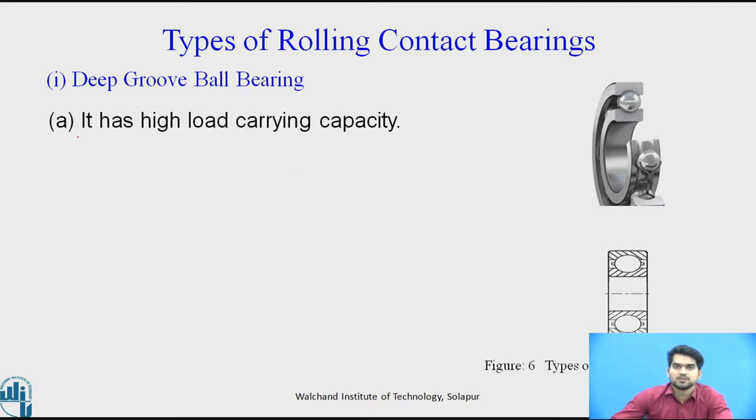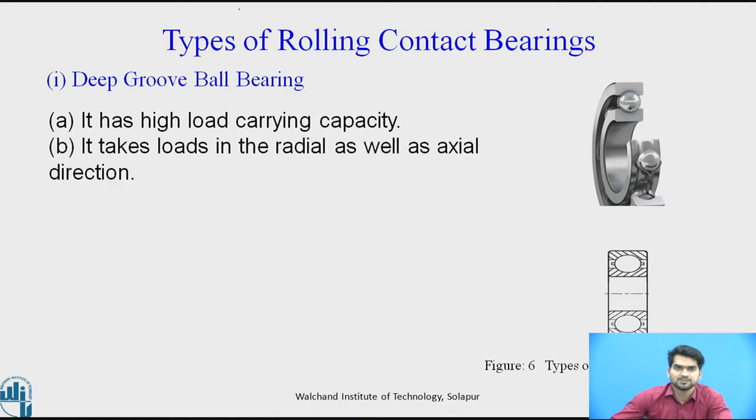The deep groove ball bearing has a high load carrying capacity as compared to the roller bearing. It has a higher load carrying capacity for loads acting perpendicular to the axis of the shaft. It takes the load in the radial as well as the axial direction. So the advantage of this bearing is that it carries both loads, radial as well as axial, as compared to the roller bearing. If you consider the roller bearing, it will sustain only the radial load.